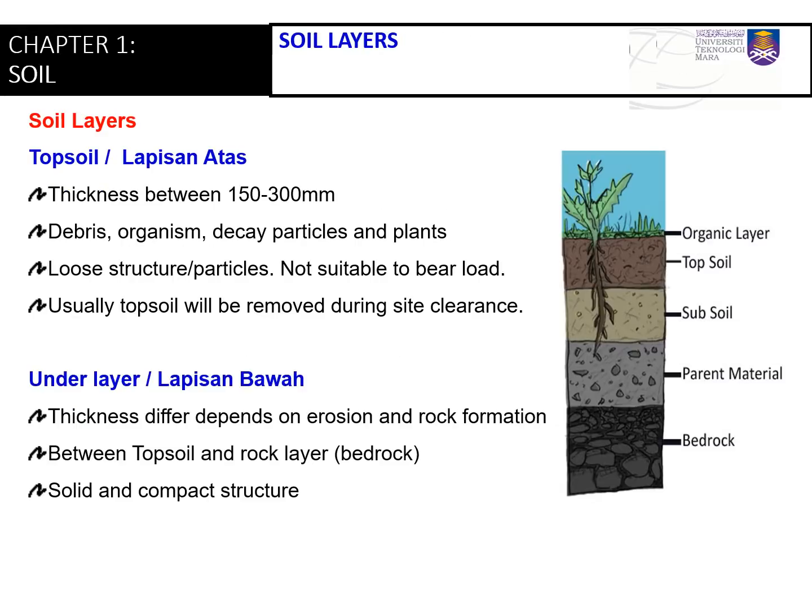Soil can be divided into several layers. For example, in this figure you can see it has the organic layer, topsoil, subsoil, parent materials, and bedrock. The topsoil is the top layer of the soil, which we normally remove at the construction site because it is loose and not suitable to bear the load. The thickness is between 150 to 300 mm. It depends on the condition at the site.